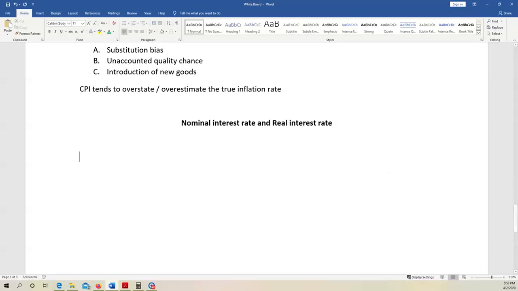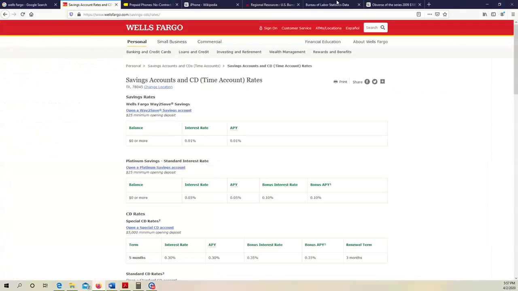The final point in our textbook chapter 11 is on nominal interest rate and real interest rate. So what's nominal interest rate? Here, this is the web page from a commercial bank called Wells Fargo. So we have savings account and CD rates.